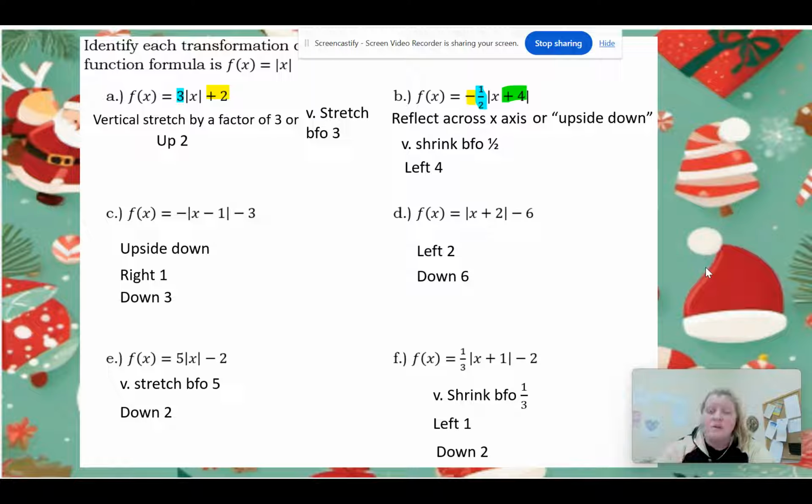So the good news is all of these, like shifting left, right, up, down, stretching, shrinking, upside down, all of these rules are consistent with each function that we do. So once we move into, let's say, the quadratics, these same rules will apply to those functions. So the movements are going to be consistent, which makes this a little bit of an easier task as we go down the road.